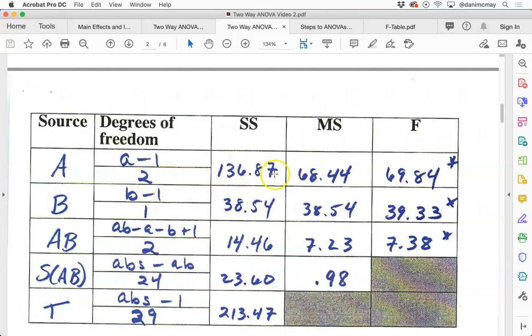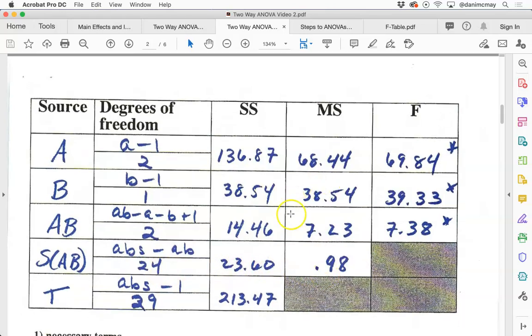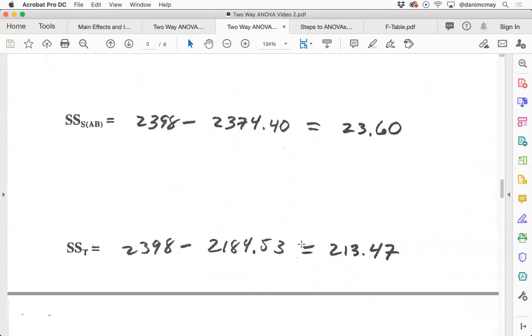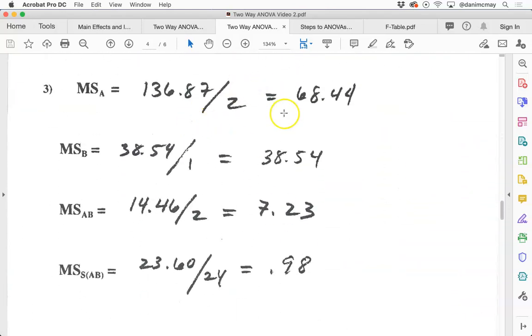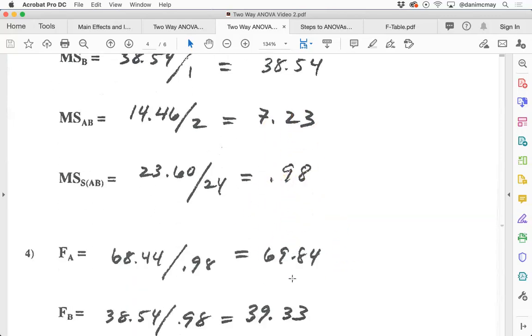So 136.87 divided by 2, 68.44. 38.54 divided by 1 is 38.54. 14.46 divided by 2, 7.23. And 23.60 divided by 24 is 0.98. And so those values are there. And I also put them down here. It's always good to have them all the way written out so you know where they came from. 68.44, 38.54, 7.23, and 0.98. Okay.